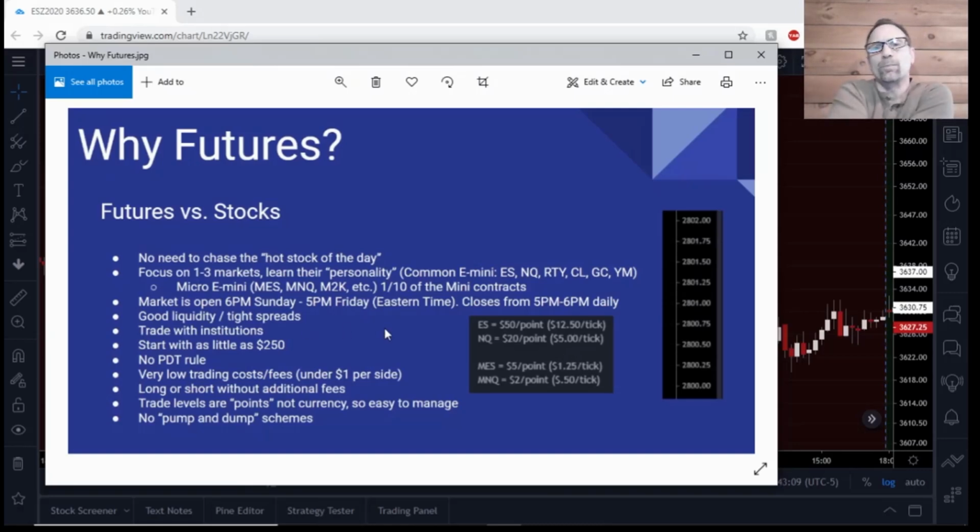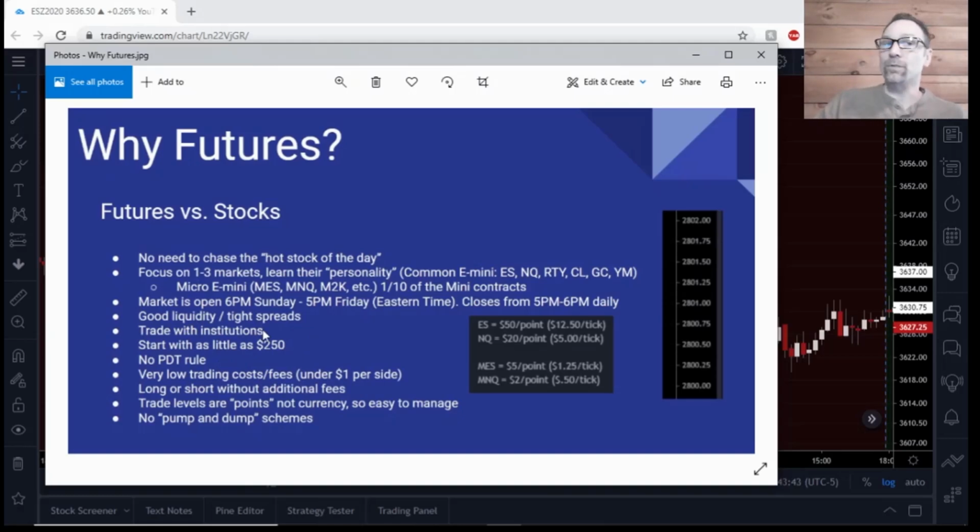That also brings me to the point of the PDT rule, which in the U.S. is the pattern day trading rule. That rule is if you don't have an account with a $25,000 minimum balance, then you're only allowed 4 trades in a rolling 5-day period. Now, that is not good for someone that may be scalping or taking 2 or 3 trades a day, because after a day or 2, you're done. You can't trade for the rest of the week. That does not apply with futures. We're not trading the underlying assets. We are trading the indices. So again, it no longer applies.